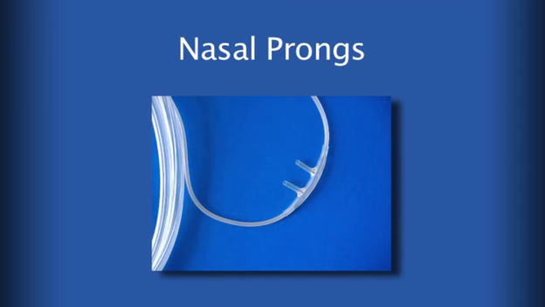Nasal prongs. These are also known as nasal cannula and consist of 2 short plastic tubes that are designed to lie just within the nostrils. They should not be confused with a nasal catheter, which rests much further back within the nasopharynx. Nasal catheters will not be discussed further in this video.